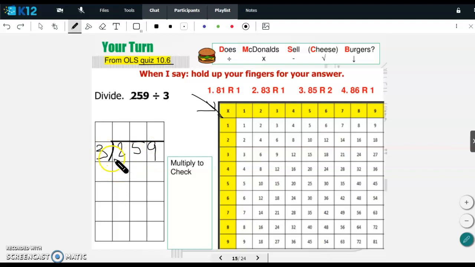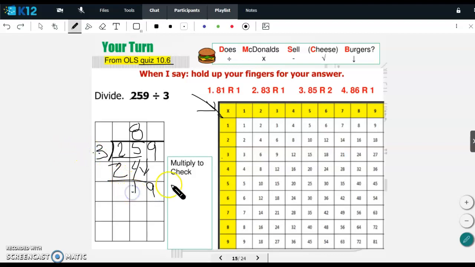I look at this, 3 cannot go into 2, so I have to go 3 goes into 25. So I take my 3, I look at my 3 and I go all the way down, 21, 24, 27. Well, that is too much. So I'm going to look at 24, 3 times 8. 3 times 8 is 24. I get 1. 3 cannot go into 1. I have a 9 to bring down, so I bring my 9 down.